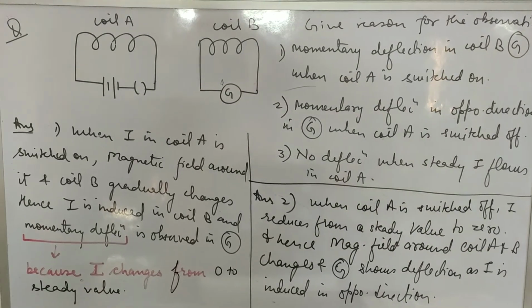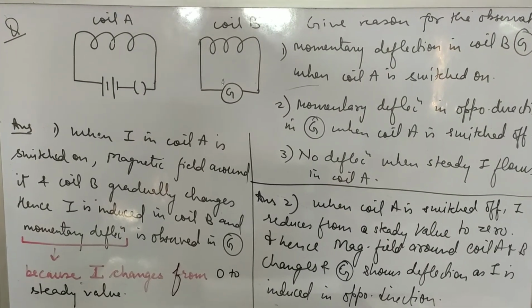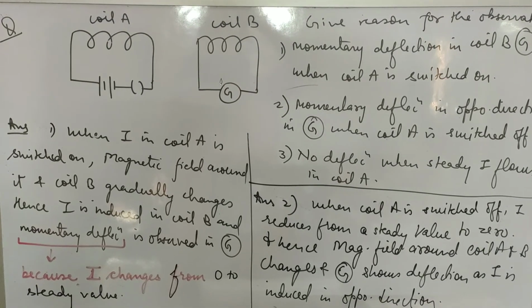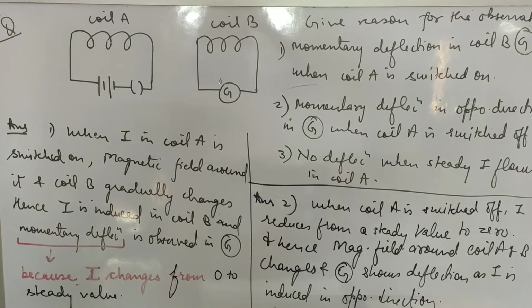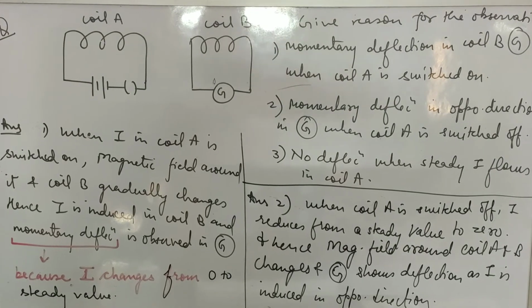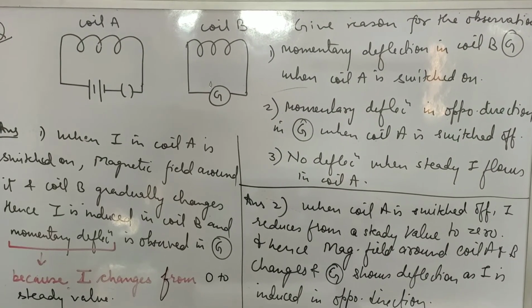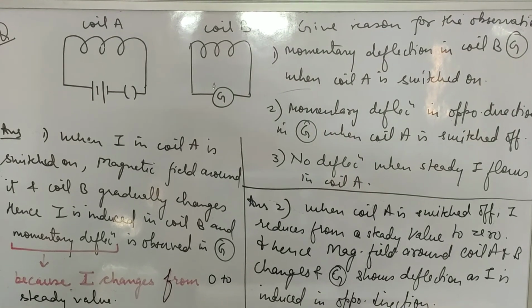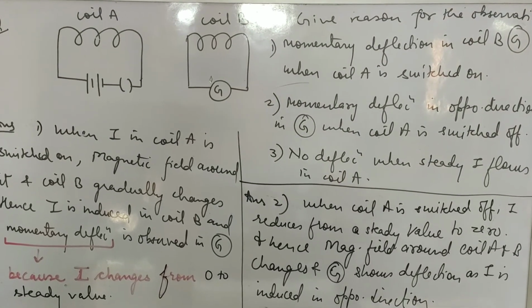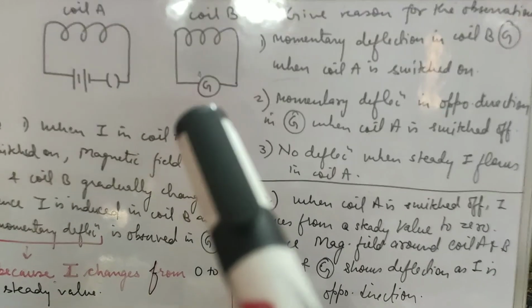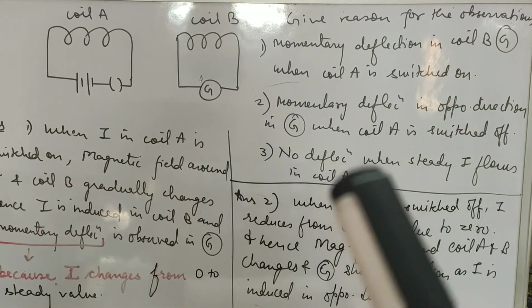So two coils are given here, coil A and coil B. Coil A has a source of current, a battery is there, and coil B is only having a galvanometer. Okay, and you have been asked the reason for the observations, that why is there a momentary deflection in coil B galvanometer when coil A is switched on? Why is there a deflection in the opposite direction when coil A is switched off? And why is there no deflection when steady current flows in coil A?